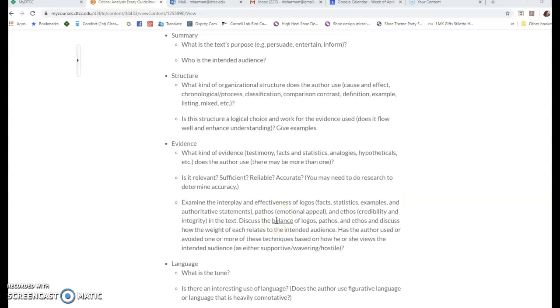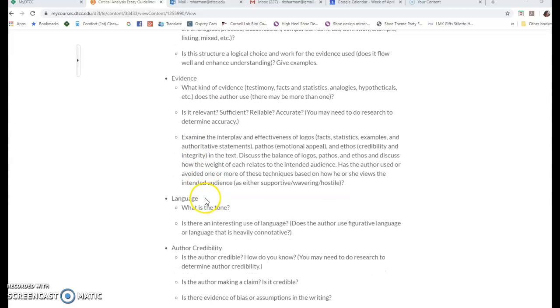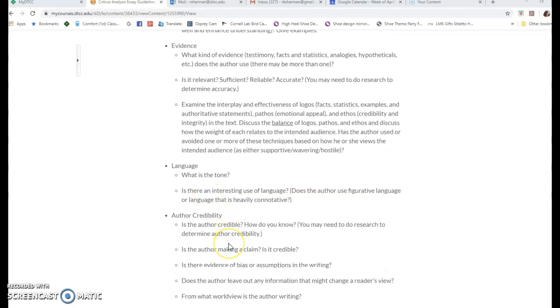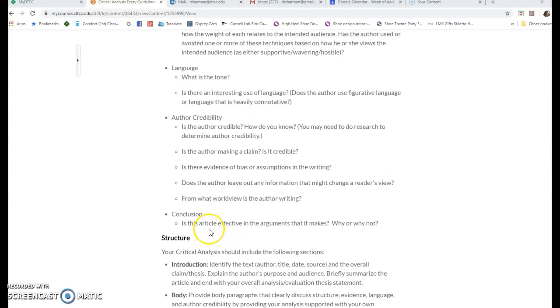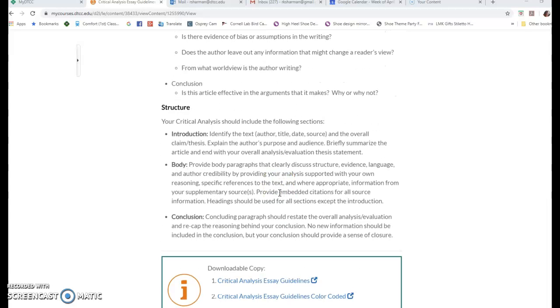So if the author was very effective in his or her structure, evidence, language, and his or her credibility, then logically your evaluation would be that this was an effective article. So you can see that your conclusion may be it was very effective, it was not very effective, or it's probably somewhere in between.